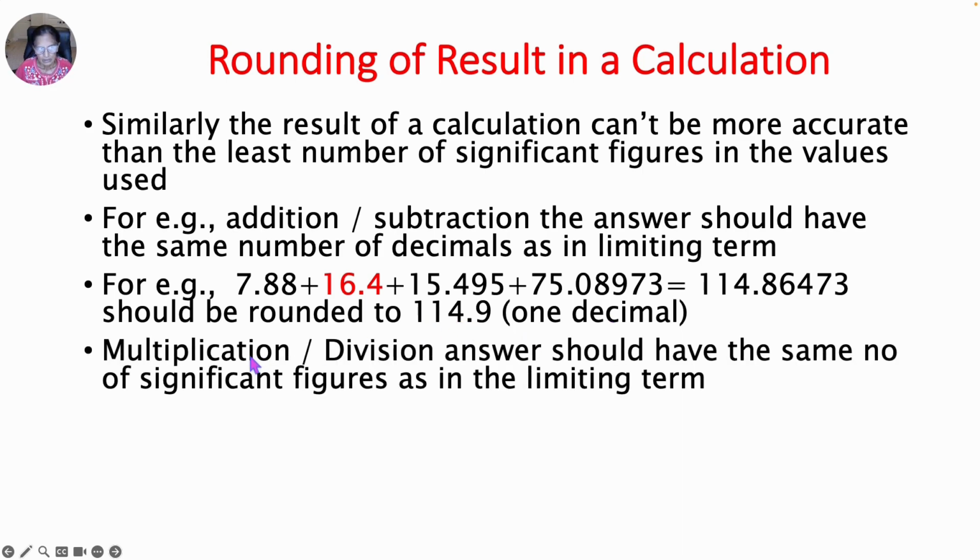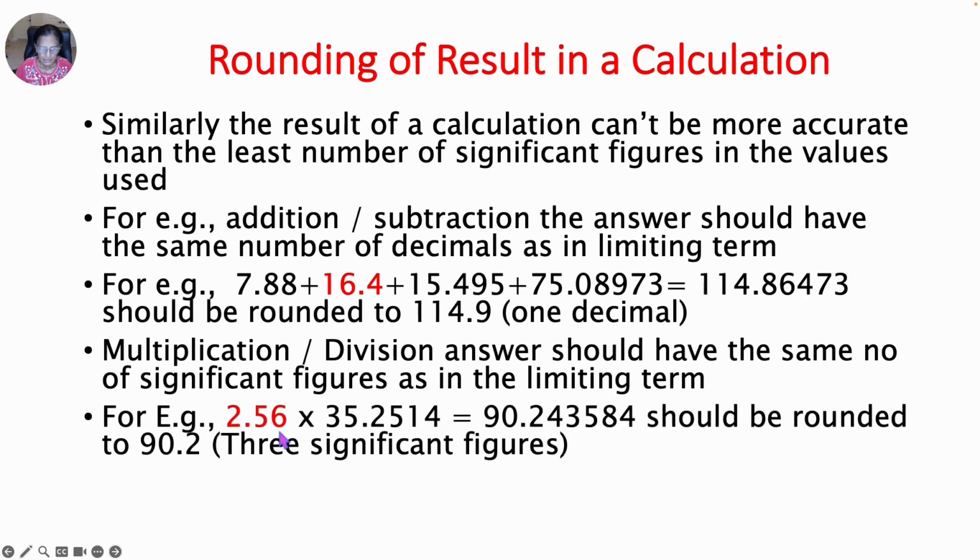Now when we come to multiplication and division, the answer should have the same number of significant figures as the limiting term. What is the limiting term? Here the limiting term is 3 significant figures, and here the other has 6 significant figures. So the limiting term is 3 significant figures.